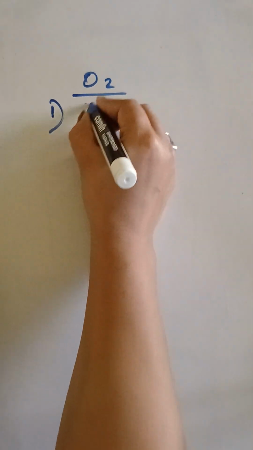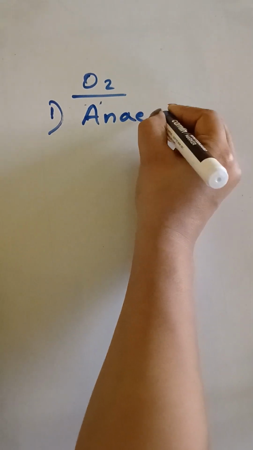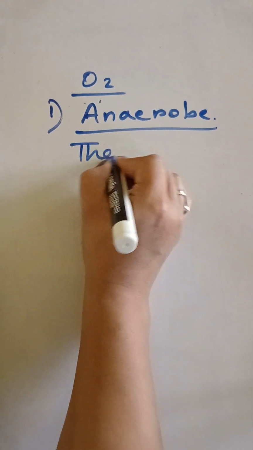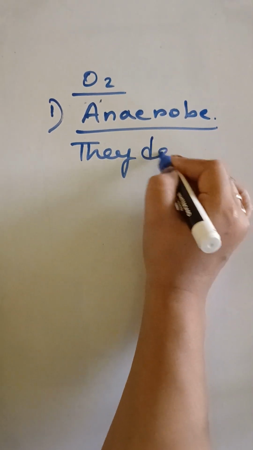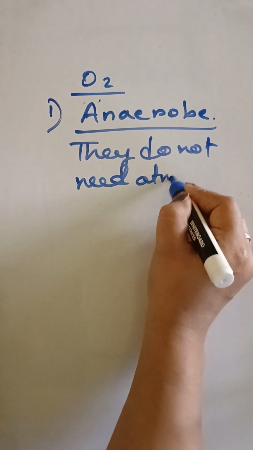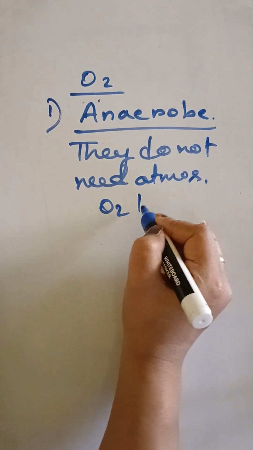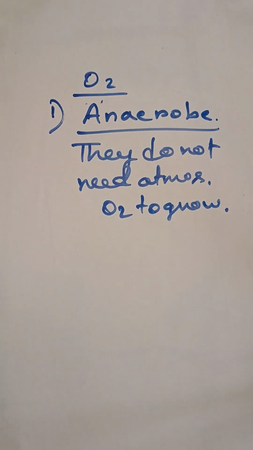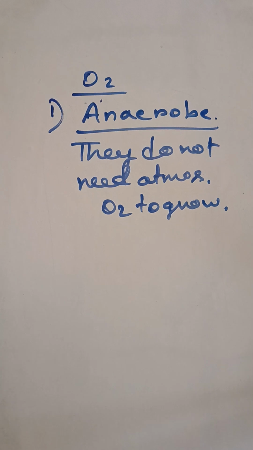Another one is anaerobe. Anaerobe means they don't need atmospheric oxygen to grow. They don't need any kind of atmospheric oxygen to grow. That is why they are known as anaerobe.